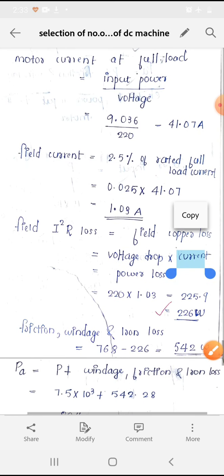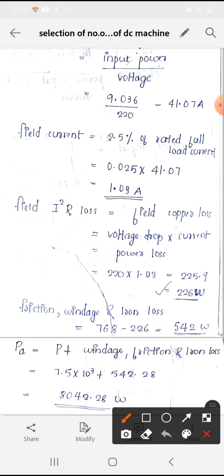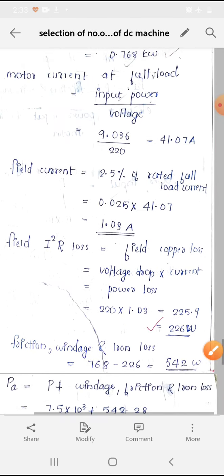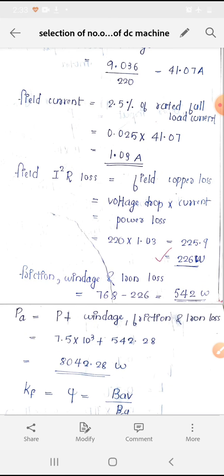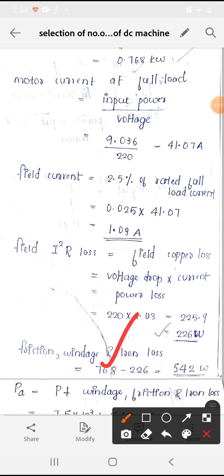Now the motor current at full load is input power by voltage, that is equal to 41.07 ampere, and the field current is given as 2.5% of rated full load current, that is equal to 1.03 ampere. Field I square R loss is field copper loss, that is voltage into current. So we obtained field I square R loss as 226 watts. Now the friction, windage and iron loss is equal to 768 minus 226 equal to 542 watts. 768 is the constant loss.